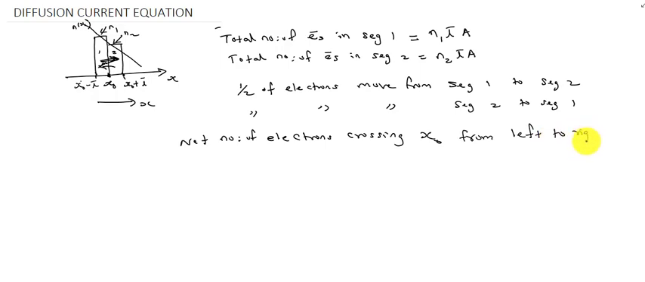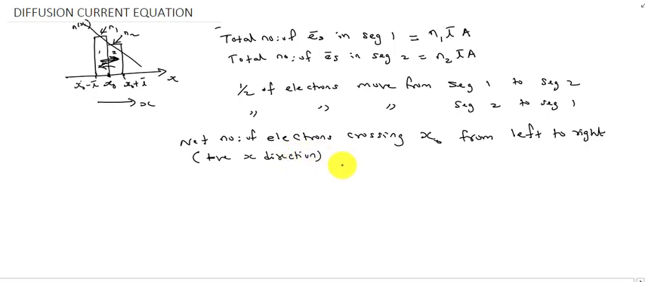Left to right, that means positive x direction. So we are considering the net movement in the positive x direction in one mean free time. That is equal to half into n1 into L bar into A.